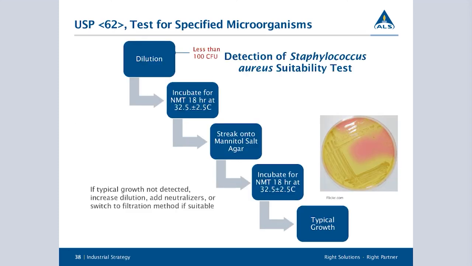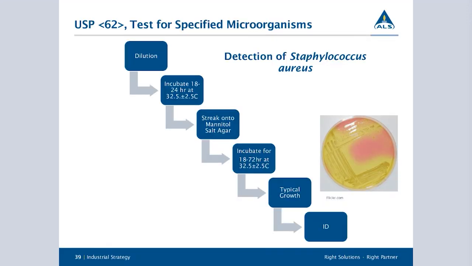For the suitability test, again, inoculating less than 100 CFU and incubating at the minimal time. In this case, you're looking for growth of the yellow zone on the mannitol salt agar. And if growth is observed, then it meets the criteria. And if it doesn't, then similar to the others, you'll increase dilution, add neutralizers, or switch to a different method such as filtration.